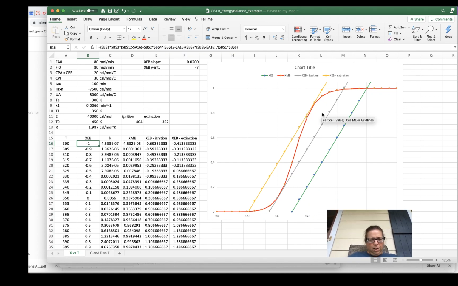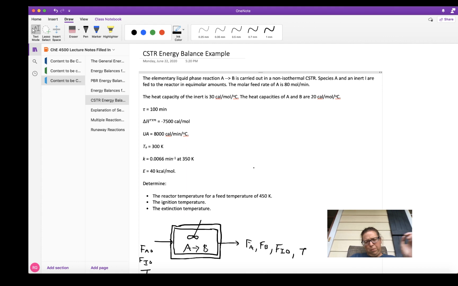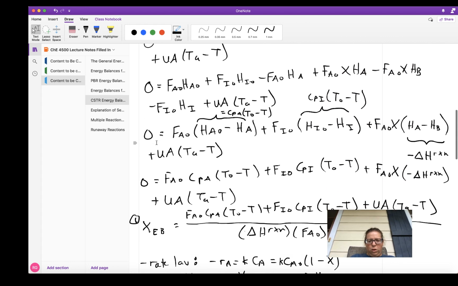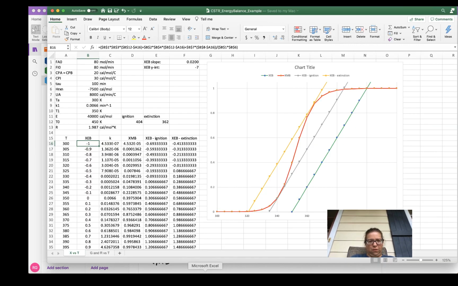Alright, so in this video I'll show how I've used Microsoft Excel to solve the CSTR energy balance problem that we looked at in the last example. In that example we had been given information about a CSTR, including the size of the CSTR as well as heat transfer properties, and some about the kinetics. We used that information to develop two equations, an energy balance and a mole balance, and in this video we'll solve those simultaneously in Microsoft Excel.